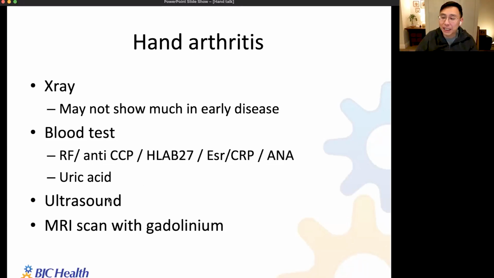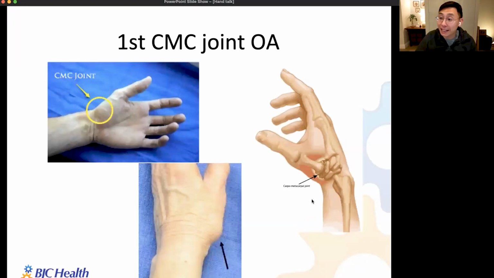And we do ultrasound to look for active inflammation. And in some patients, we even do MRI scan of the hand to look for inflammation. So that's a quick rundown of hand arthritis.